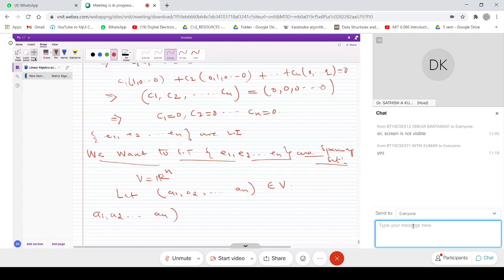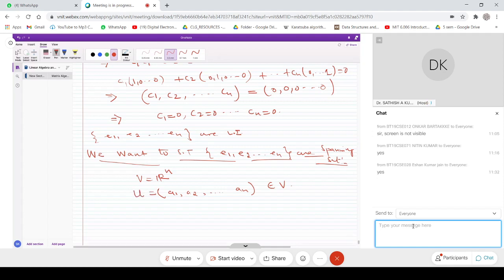Okay, we'll give some notation for that instead of writing these things. Am I audible to everyone? Yes, sir. Okay. So we'll give some notation. Let us give this set as U.